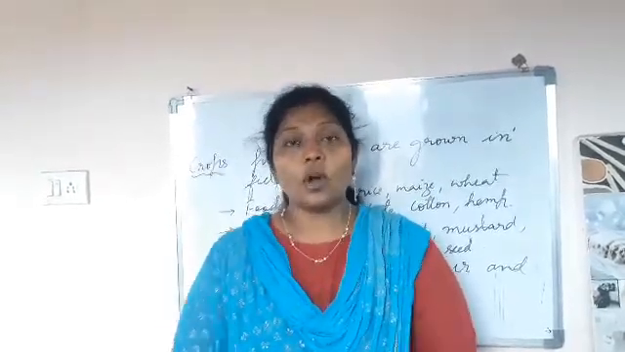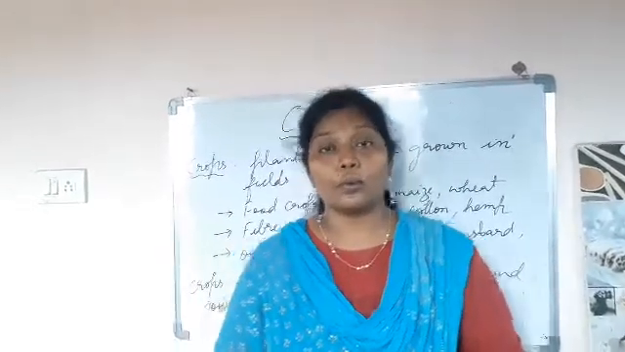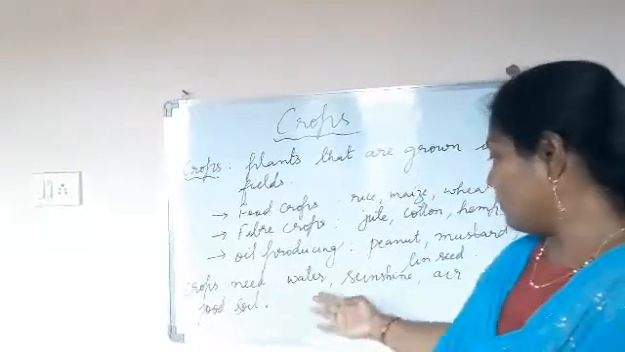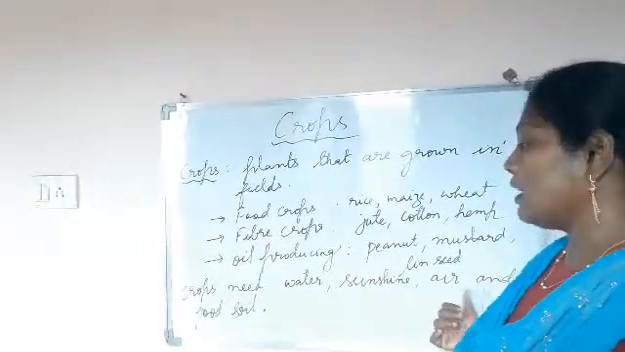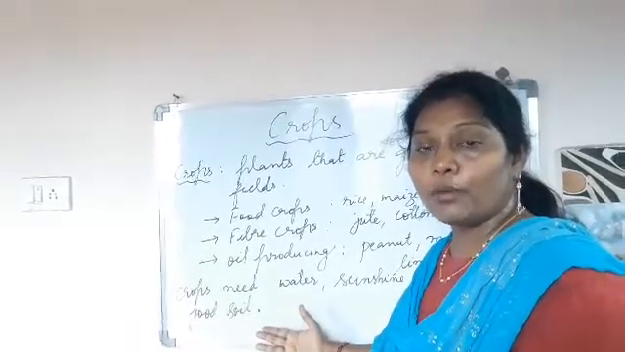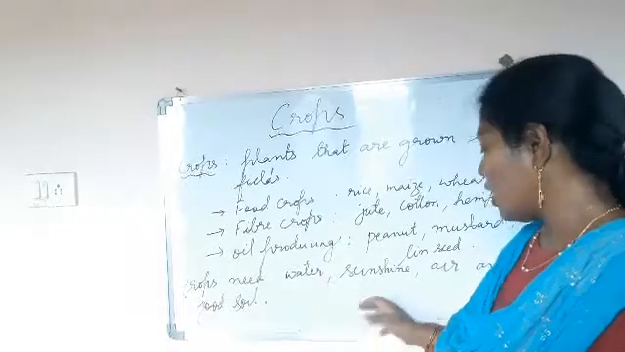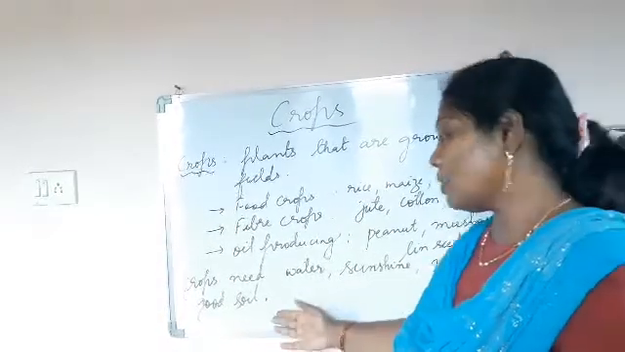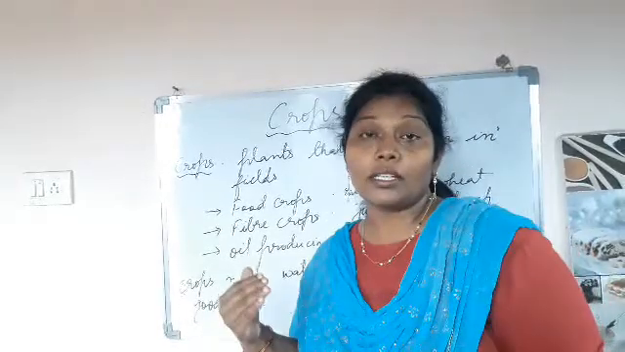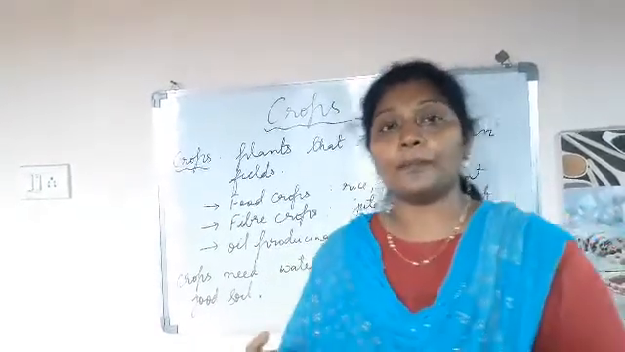Okay children. So what are the important factors that are required for a crop to grow? We will see now. The crops need water, sunshine, air and good soil. What are required by any crop to grow very properly? The crops need water, sunshine, air and good soil. All these four play an important role in the growth of any crop in the field.